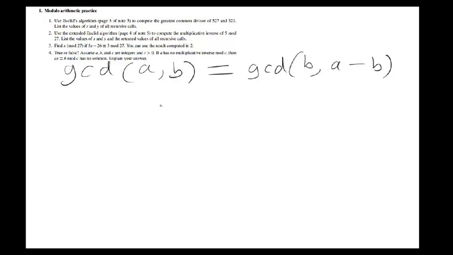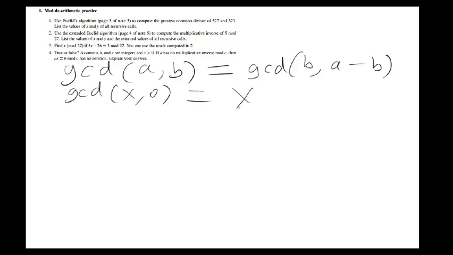Now, if we keep applying this rule to some pair of inputs, always subtracting the smaller one from the larger one to reduce it to a simpler pair of inputs over and over, we'll be able to reduce our pair of inputs down unthinkingly, uncleverly, algorithmically, until eventually we can apply this second rule. The GCD of something and 0 is just that something.